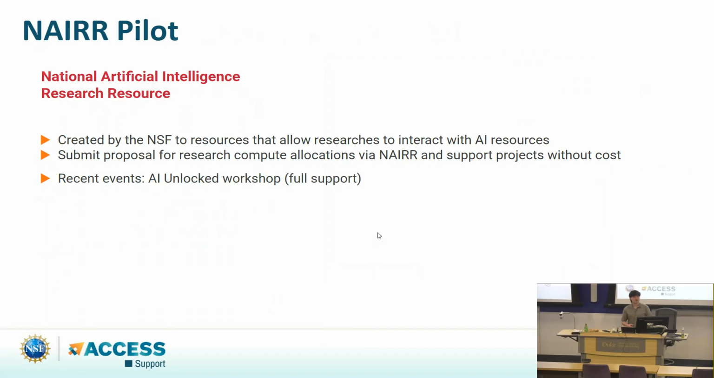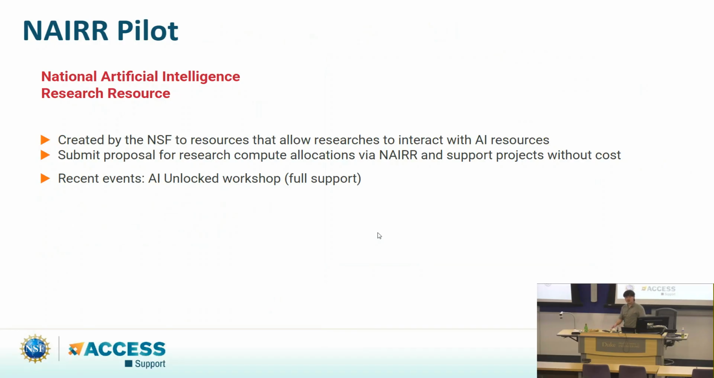Let's say I want to use Access's allocations for this supercomputer. It's not even like a regular formal research proposal that's 5-7 pages long. This is more of a 1 to 2 page, quick proposal. It supports projects completely free of cost.